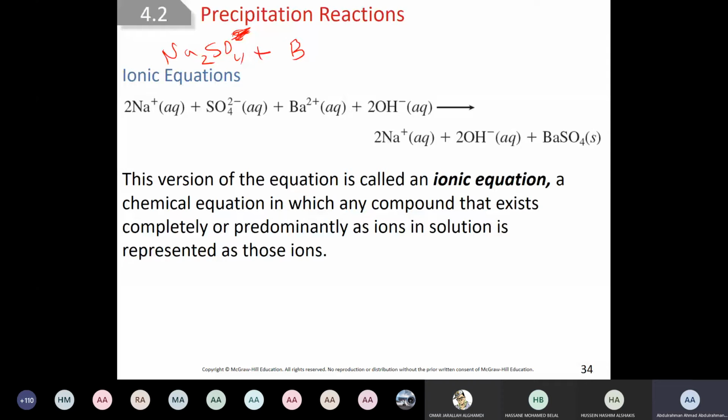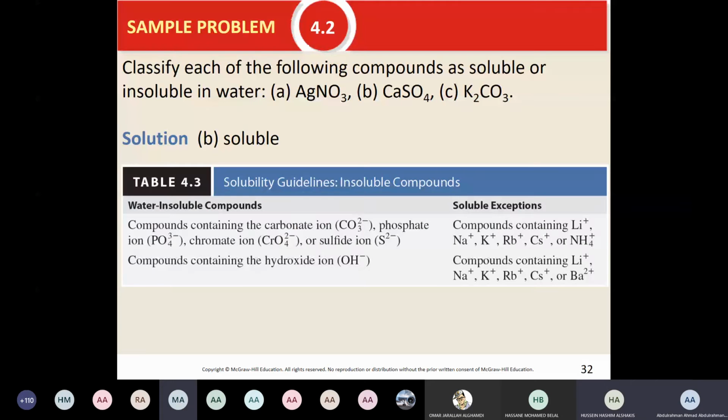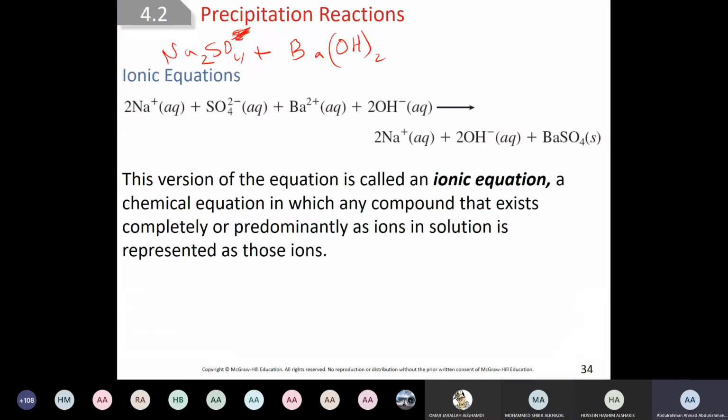Barium hydroxide. Is it soluble or not soluble? Hydroxides are generally insoluble, but compounds containing barium are a special case. So barium hydroxide is soluble in water.